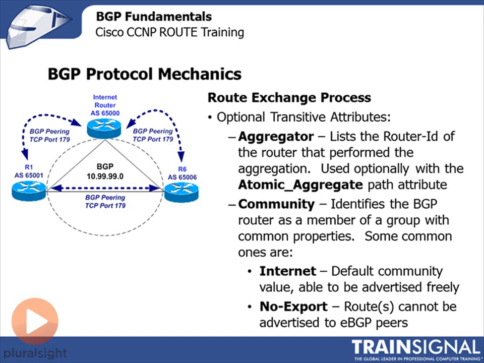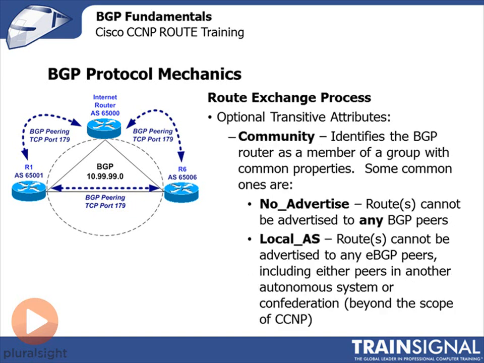And there are some commonly used ones. For instance, internet community means it's a default value and you can advertise it to whomever you want. No export means it should not be exported outside of the autonomous system. It means don't advertise it to eBGP peers. The no advertise means don't advertise it to any BGP peers. The local AS community attribute means don't advertise it to eBGP peers either within or another autonomous system or confederation. Confederations are something that you can use between IBGP routers within an autonomous system. It's way beyond the scope of what we're going to talk about in the CCNP, but I wanted to at least talk to you a little bit about it in this scope.